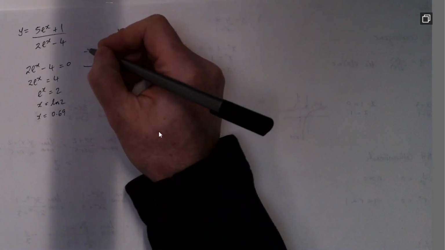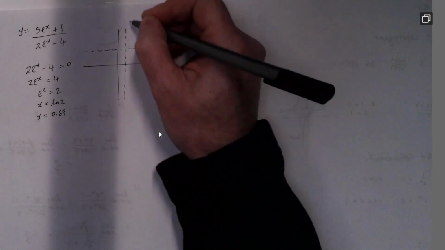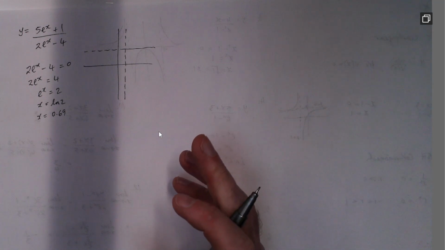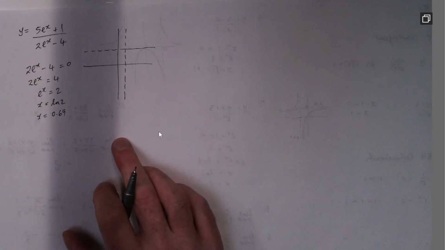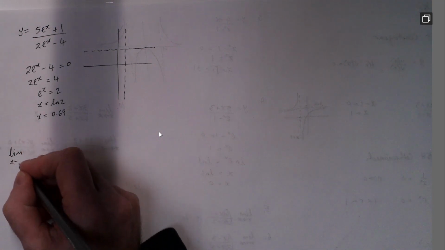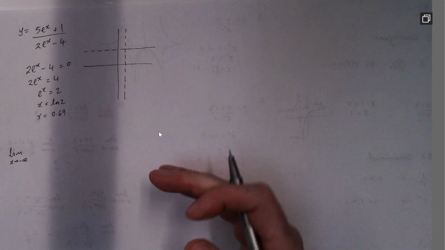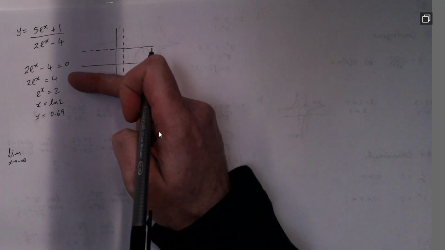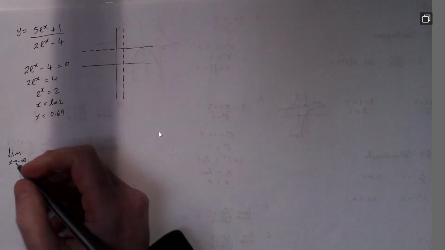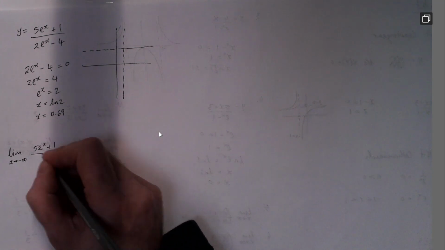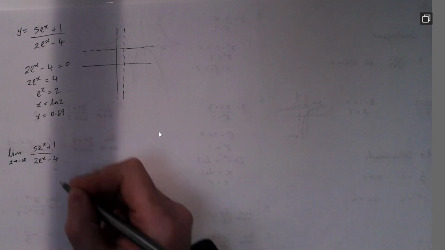Now, how do we know which way the graph goes near the asymptotes? How do we know which way? Let's consider the limit as x tends towards minus infinity. That means we look at the limit from the left-hand side, so minus is that direction. So the function is (5e^x + 1) over (2e^x - k).